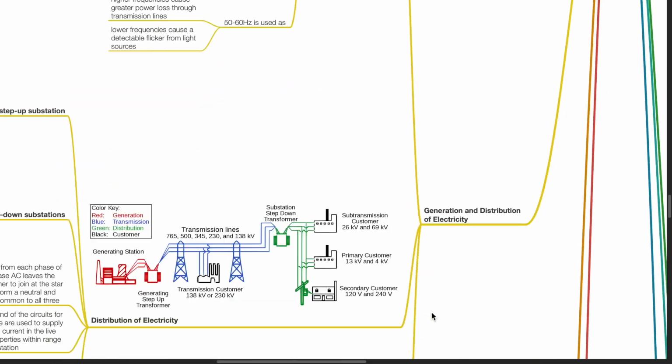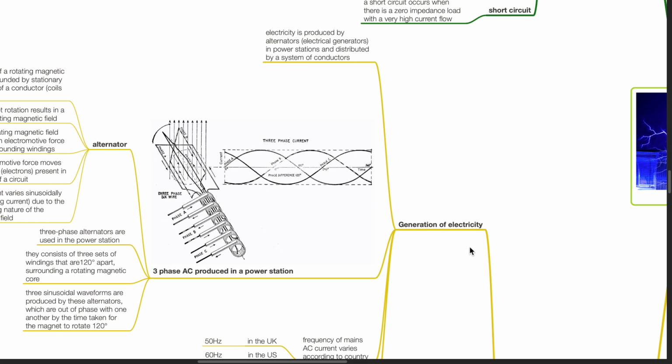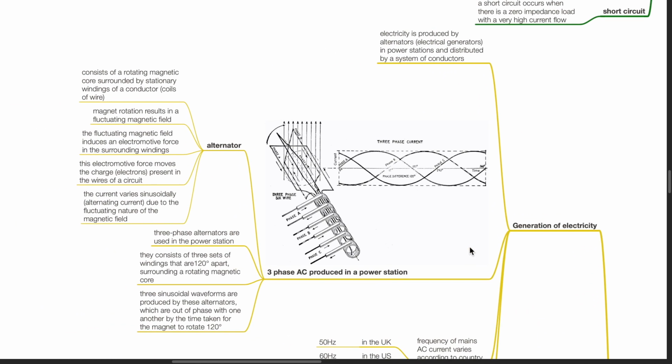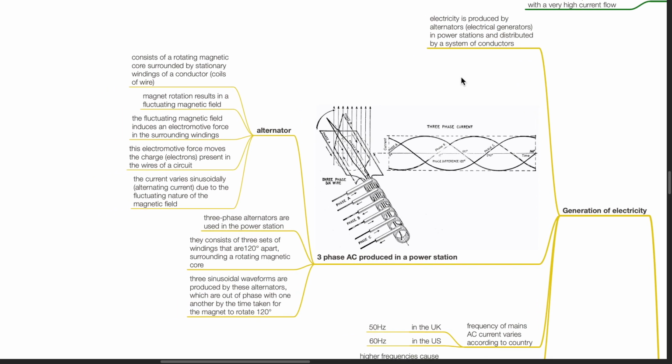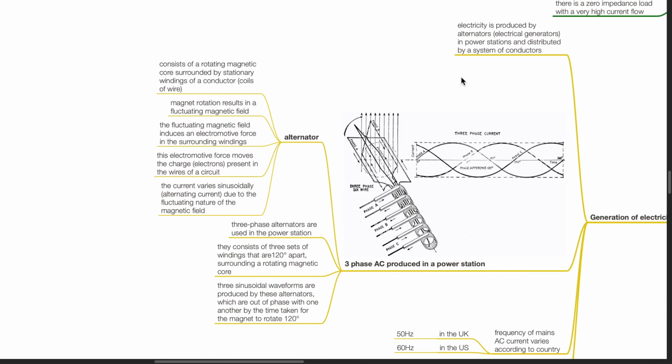Generation and distribution of electricity. Generation of electricity. Electricity is produced by alternators, also known as electrical generators, in power stations, and distributed by a system of conductors. Three-phase AC is produced in a power station. An alternator consists of a rotating magnetic core surrounded by stationary windings of a conductor.